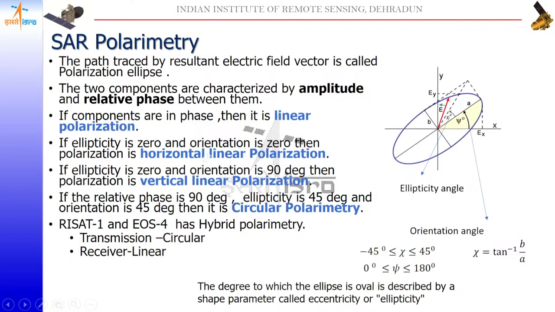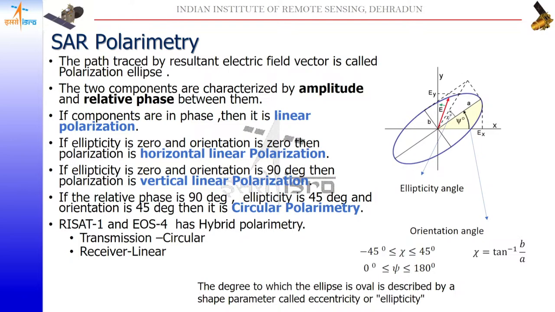Okay, so if the orientation is 0, this polarization orientation means it is like this one in the x-axis direction. This is becoming 0, then we will have the linear polarization, and the ellipticity angle is 0. Both in the case of horizontal and vertical linear polarization, this ellipticity angle is 0. So we are getting the linear polarization. When the orientation angle is 0, then we can get the horizontal. When the orientation angle is 90 degree, then we are getting the vertical linear polarization.